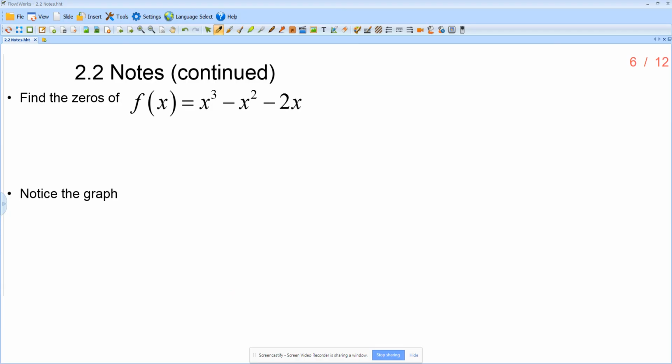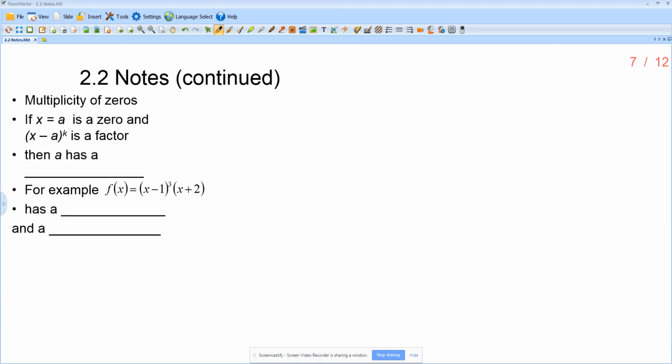All right, we're going to skip over these examples and talk about the multiplicity of zeros. So if x equals a is a 0, and x minus a to the power of k is a factor of our polynomial, then a has a multiplicity of k. So, for example, if I have x minus 1 cubed, that is called a triple zero.